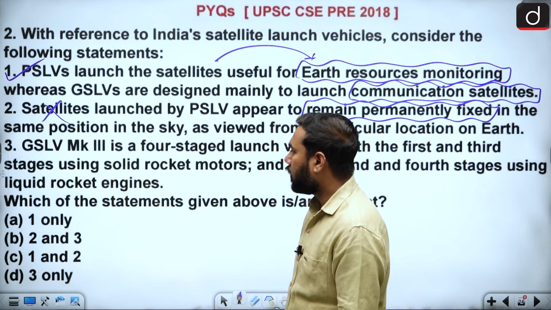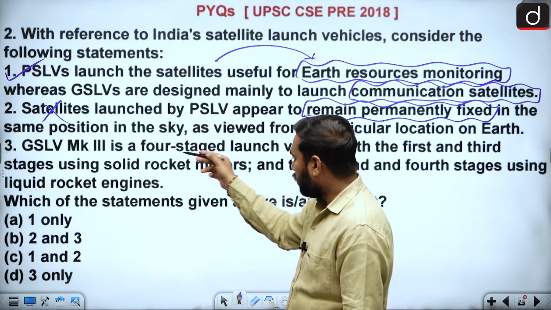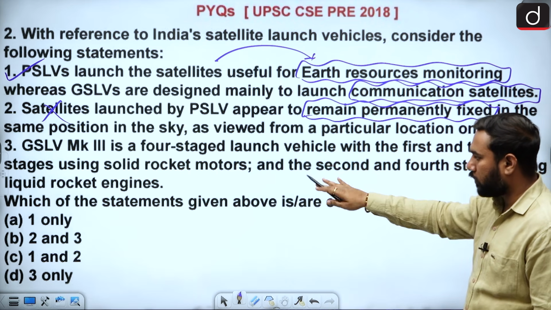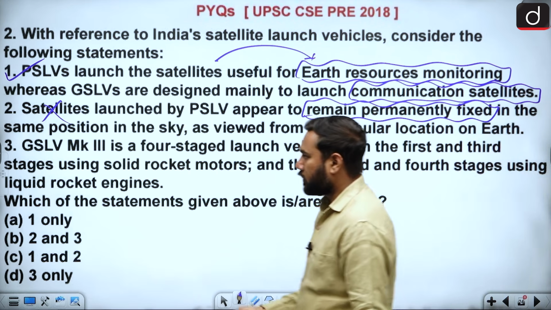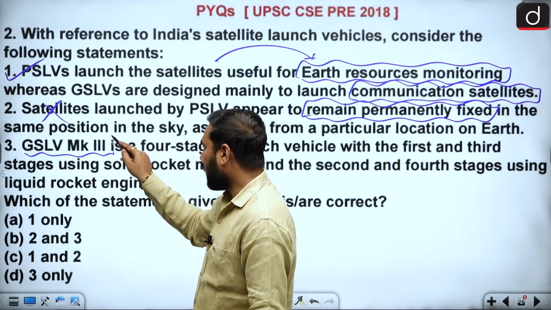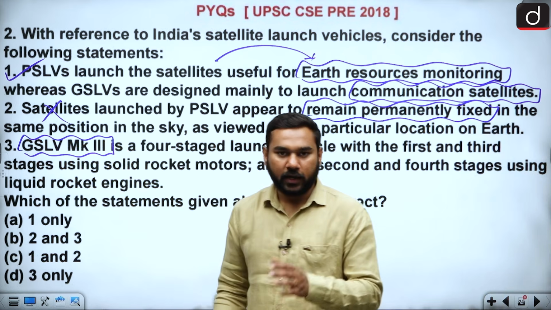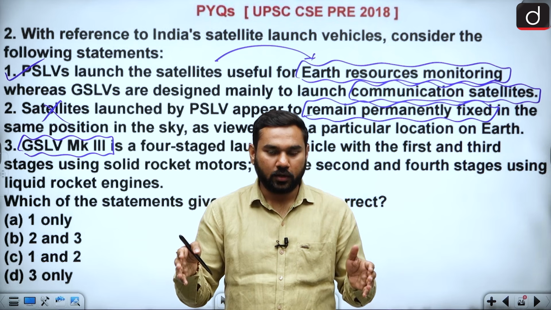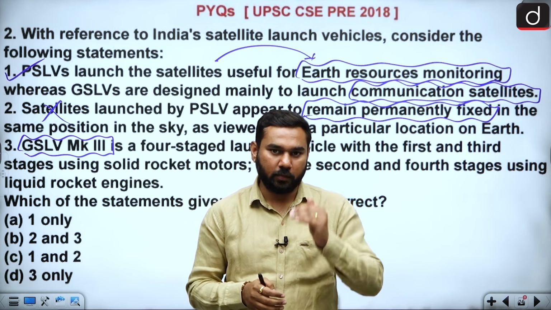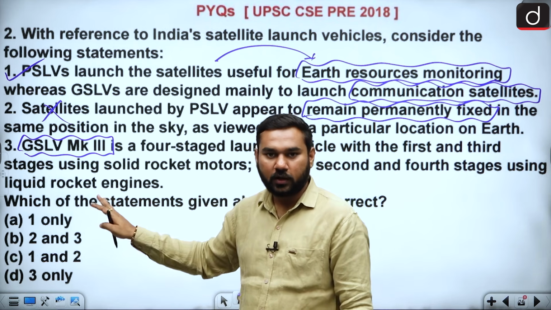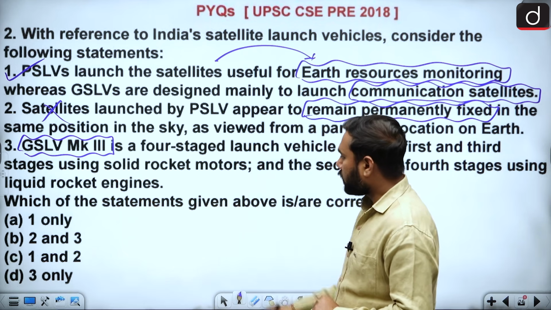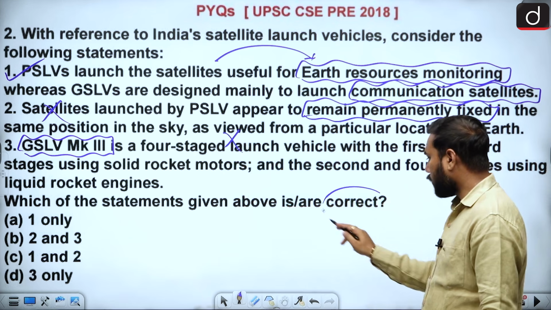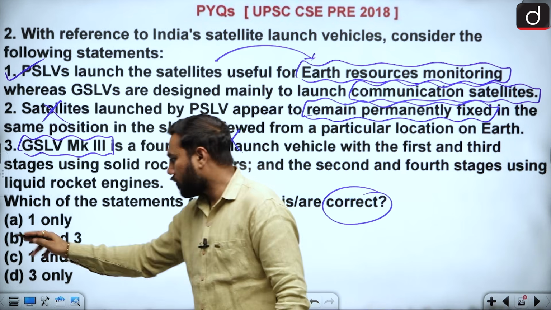Third statement, GSLV Mark III is a 4-stage launch vehicle with the first and third stages using solid rocket motors. You know that this is GSLV Mark III, and it has a very different design, where the first stage is solid, with strap-on motors, and the second and third stages are liquid and cryogenic. So this is not a 4-stage rocket, this is a 3-stage rocket. So this statement is also wrong. And this question asks for the correct one, so your answer is only 1.